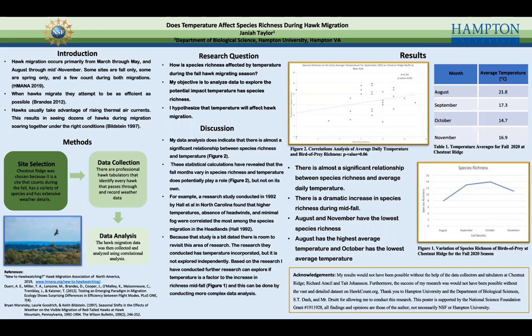To begin, hawk migration occurs primarily March through May for the spring season and August through mid-November for the fall season. When hawks migrate, they attempt to be as efficient as possible, meaning they want to take the most efficient route under the most optimal weather conditions. Hawks also usually take advantage of rising thermal air currents, which means you'll see a large number of hawks migrating during a specific period of time to be able to fly in those conditions.